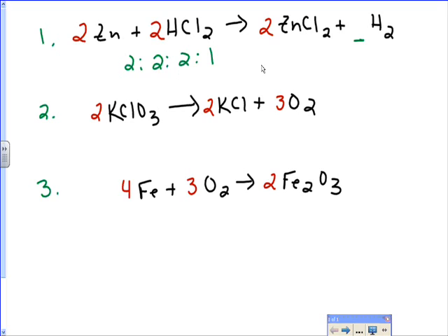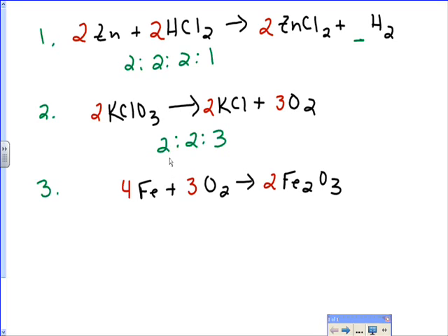Now, if I were to ask you a question like, how much zinc do I need to produce 1 mole of hydrogen H2? That means I would go here, because 1 mole of H2 is over here, and I would need 2 moles of zinc to produce 1 mole of H2. Now let's look at number 2 and do the mole ratio for number 2. It would be 2, 2, 3. That's the mole ratio. So you just do the coefficients of each grouping.